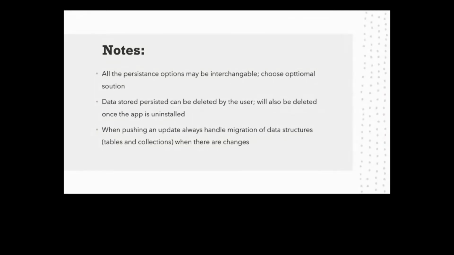So especially in SQL or in SQLite, you always have to handle migration of data structures in case there are changes between one version of your app and the next version. That's why it's good to use an ORM. The ORM will manage that for you so that you don't have to manage it by hand. So those are the things to note when storing data locally.